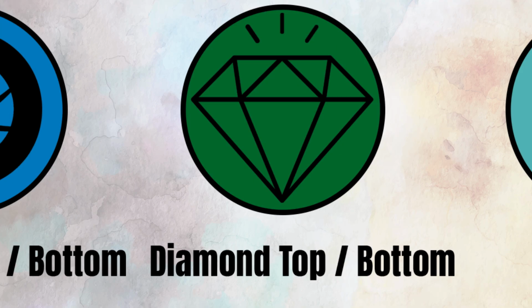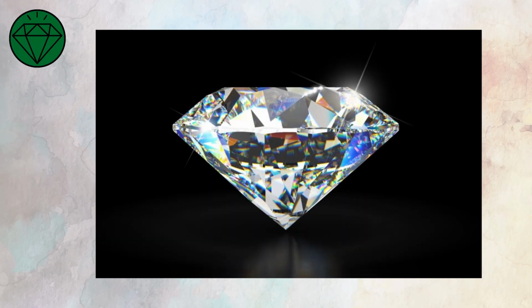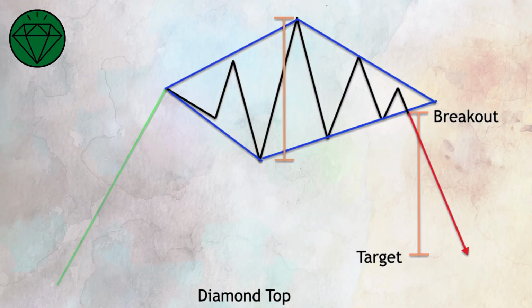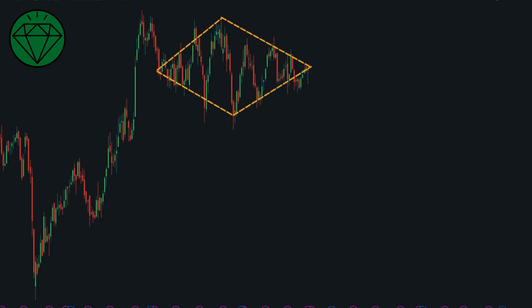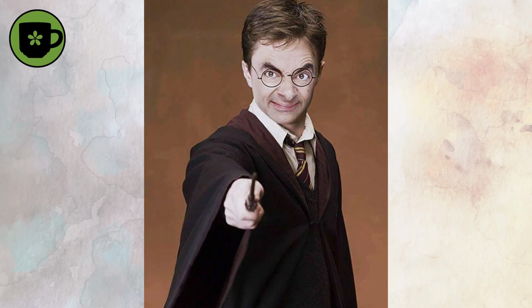Diamond top or diamond bottom. Rare sparkle. A complex reversal pattern that forms a diamond shape as price swings expand, then contract. Spot this diamond top. You'll see price swings getting wider, then narrower, forming a diamond. This is a powerful, though less common signal that the trend is about to reverse sharply, often downwards from a top.